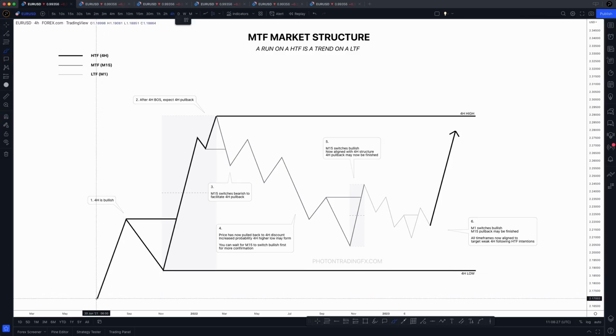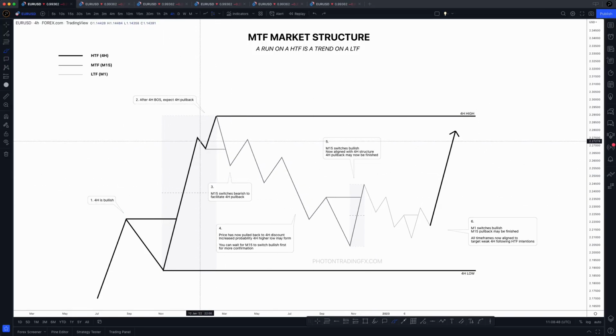So 4-hour swing structure, the higher time frame: higher high, pulls back to form a higher low, and then we break structure to the upside in one big swing move. At that point, we know we are bullish, we know we are trading between the 4-hour low and the 4-hour high. That is our swing structure. Now, what do we expect after a break of swing structure? We expect a 4-hour swing pullback, okay?